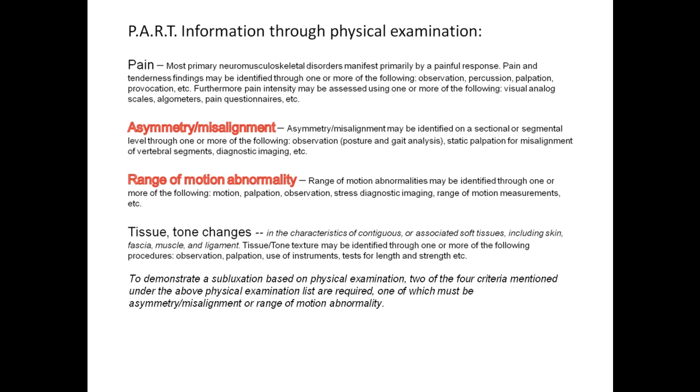To fulfill the PART requirements, you must have at least 2 of the 4 ingredients of either pain, asymmetry, range of motion, and/or tissue or tone changes. In addition, one of the 2 must be either asymmetry or range of motion. You must document either subluxation or range of motion abnormalities. You'll also notice that Medicare specifies the type of examination that is appropriate or acceptable to substantiate the examination findings.